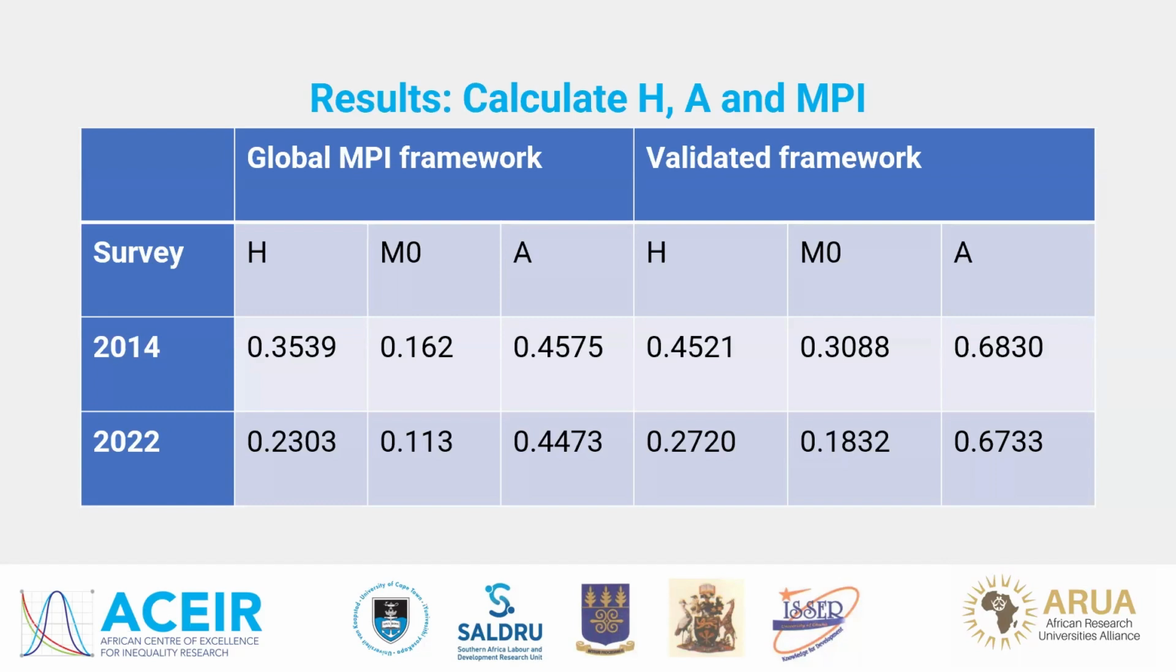But that aside, we can see that for the headcount and M naught, the multidimensional poverty index, for both frameworks the poverty statistics are lower for 2022 compared to 2014. H is the headcount, M naught is the multidimensional poverty index, A is the poverty intensity. For H and M, both are going down, but for the intensity of poverty, for both frameworks, it's more or less the same. What that means is that as much as the number of poor people is reducing, the deprivations experienced by the poor are relatively constant across the two time periods we are looking at.